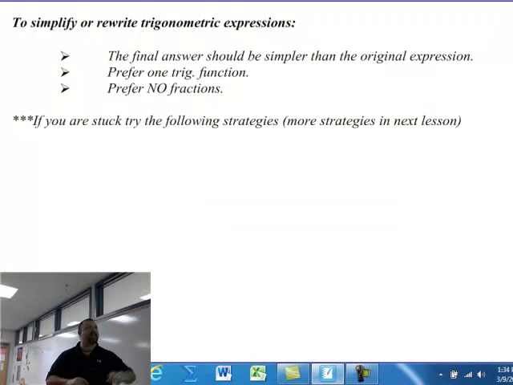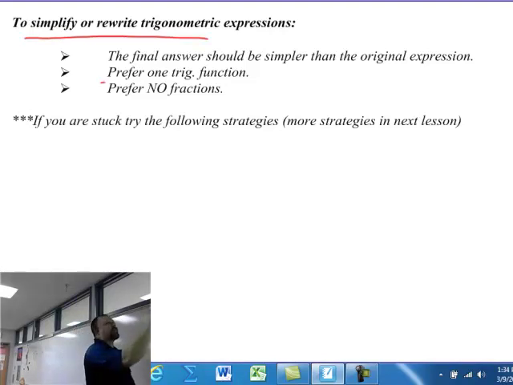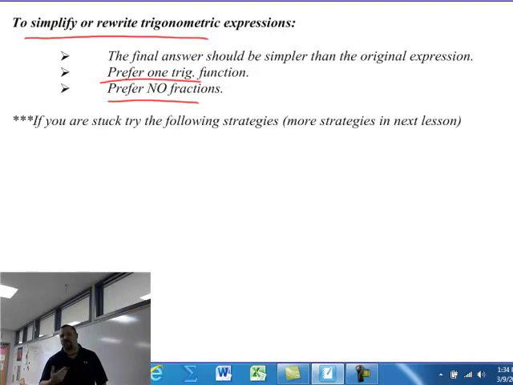Okay, so what are we practicing? We are practicing simplifying or rewriting trig expressions and proving them, as we get to that point in the last couple of examples. We're going to prove identities, which again are two things that are equal on both sides. So what does simplify mean? Simplify. Final answer should be simpler than the original one. We would prefer to have one trig function in our answer, and we would prefer to have no fractions. So instead of leaving it as 1 over sine, we would write that as cosecant, using an identity to do that.